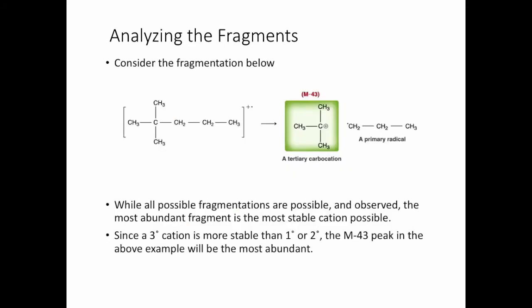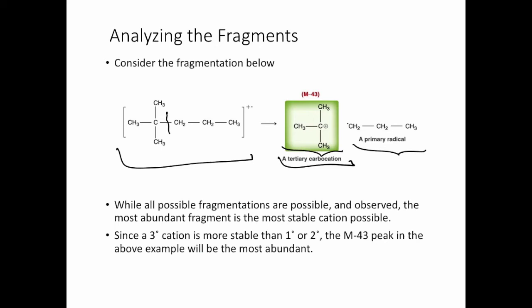When looking at all of the possible fragmentations, the one that is the most abundant fragment will also coincide with the most stable cation. So if we look at this molecular ion, it will fragment to give a tertiary carbocation and a primary radical. So a tertiary carbocation is more stable than a secondary or a primary, which is why this is the most abundant fragment seen.